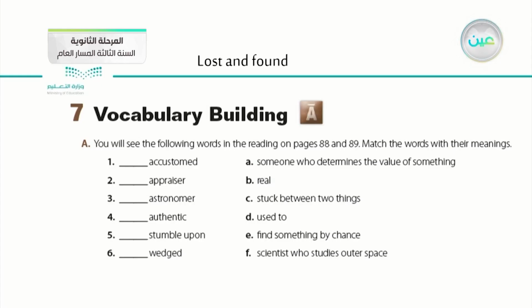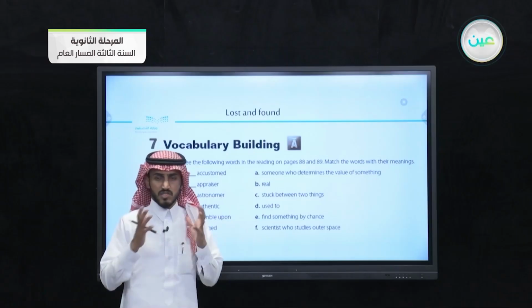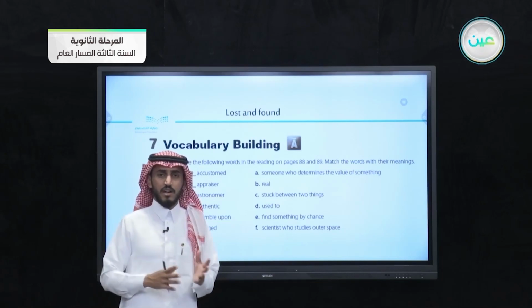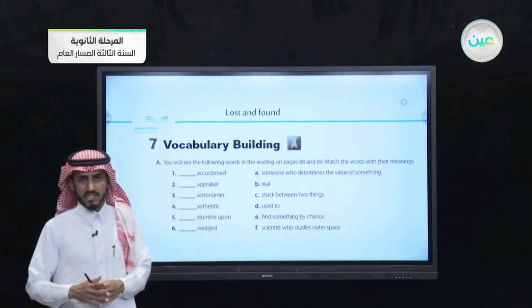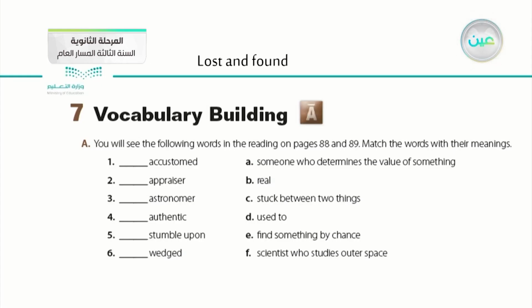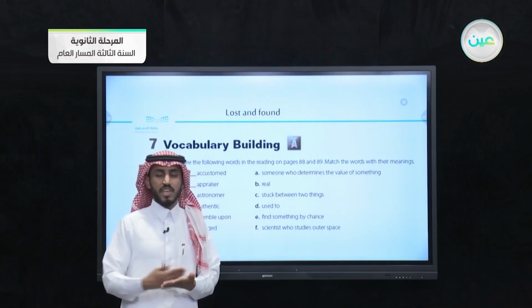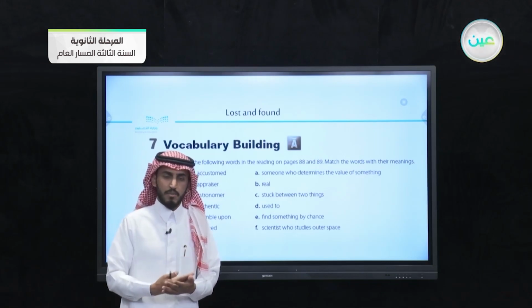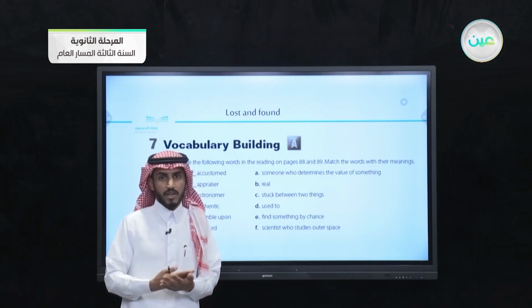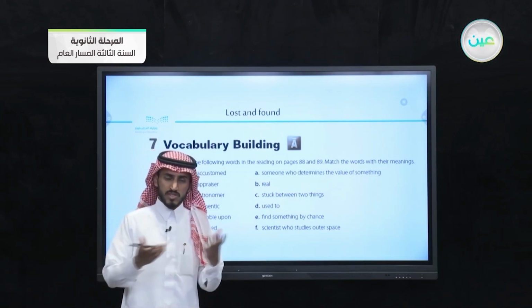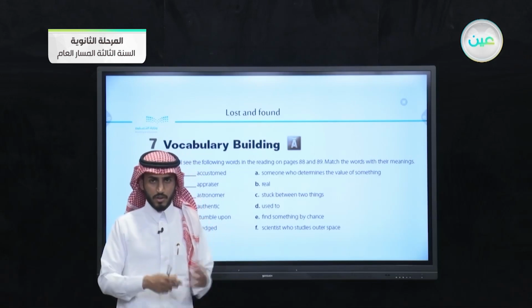Number 4, the word authentic. Authentic means something original, something that doesn't have many copies, or many versions. Number 5, stumble upon. If you stumble upon something, that means you find it or run into it by accident. For example, you say, after stumbling upon my friend, I did this and that. So the word stumble upon means run into something or someone.